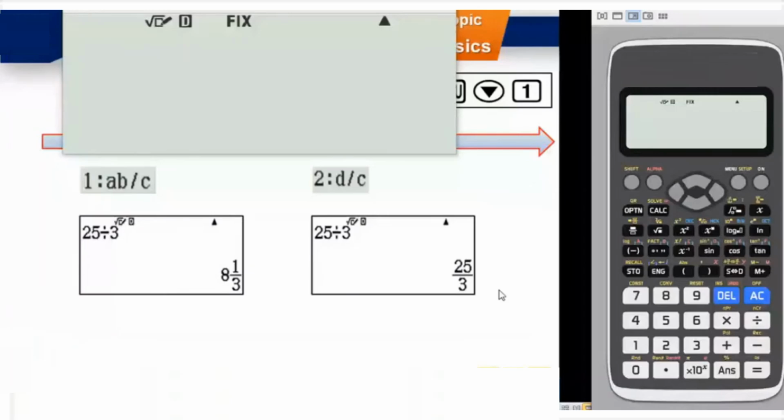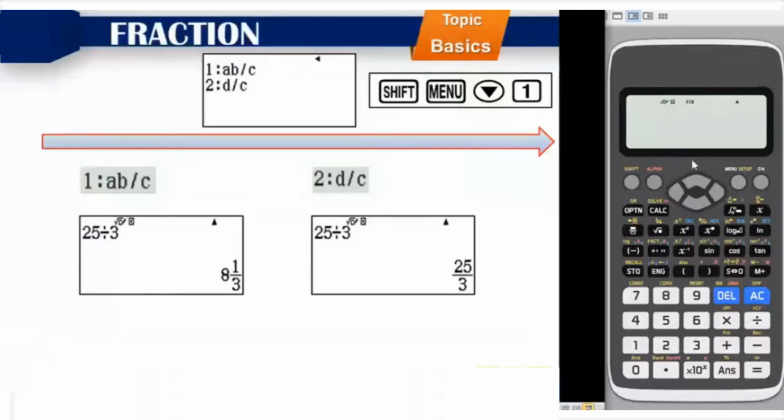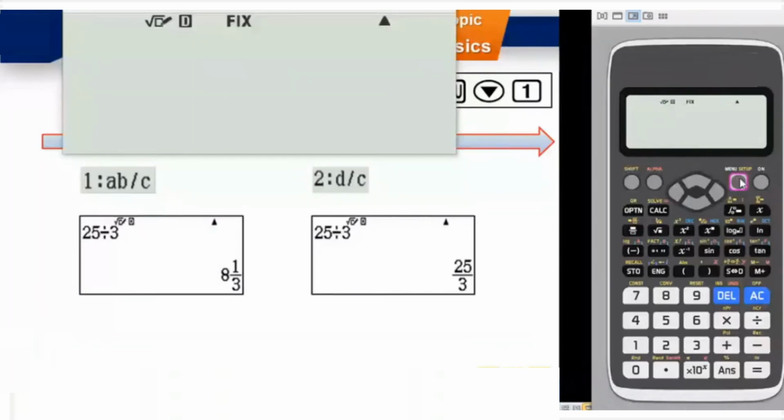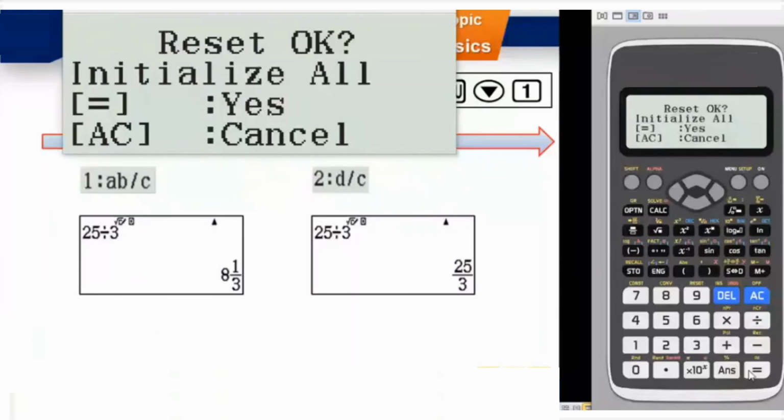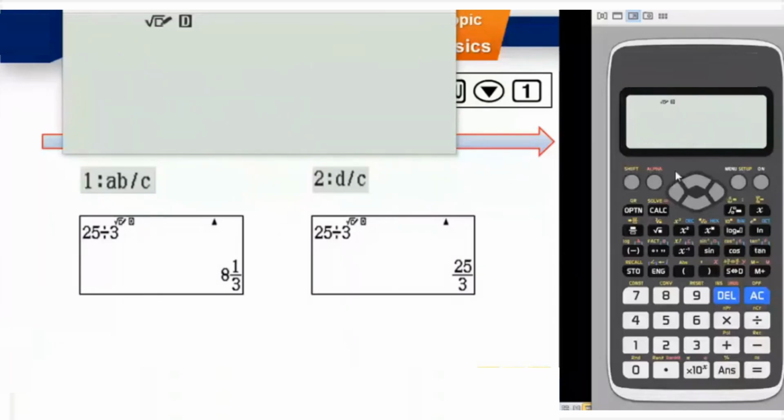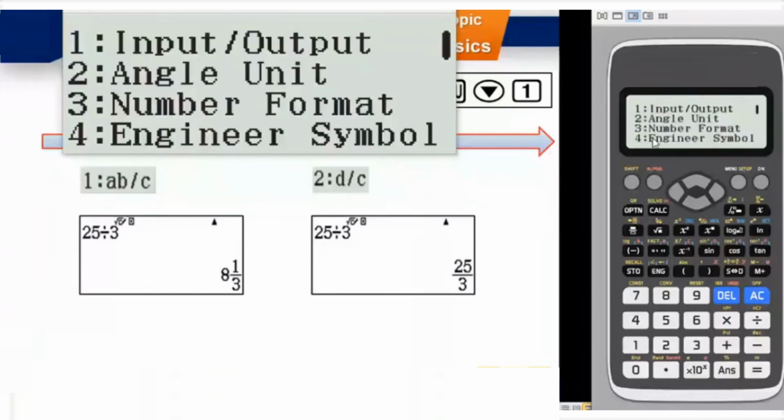Then I move on to fraction, which is... I am resetting my calculator because we have done lots of things. I don't want any memory to be there in the calculator, which might cause any kind of problem to me later. So I have reset my calculator. I am pressing shift and menu. When I press shift and menu, we discuss the first 4 features. I will scroll down and I have next 4 features.